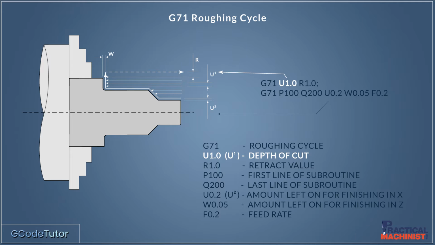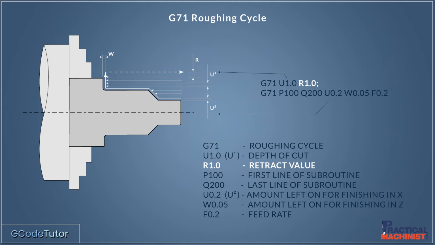The first U value we come across is our depth of cut. This tells the machine how deep we want each pass of the tool to take as it's removing material from our profile. I've set this at 1mm. This would change depending on what material we are cutting.